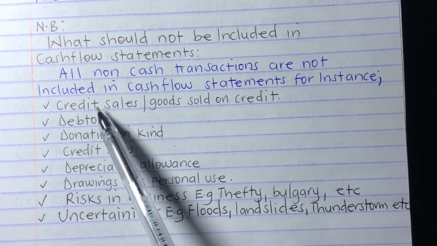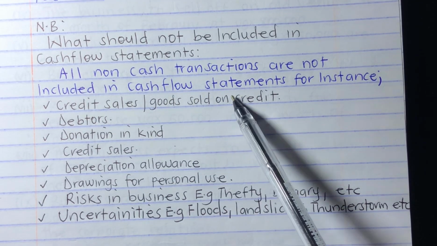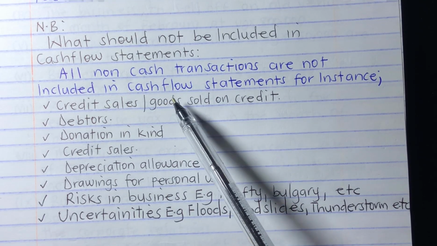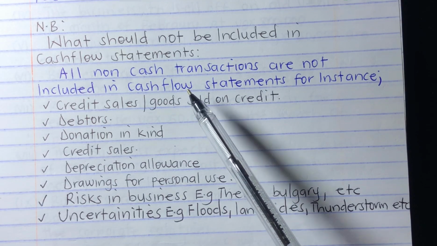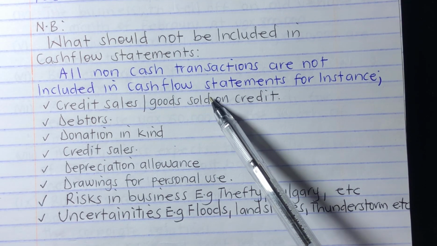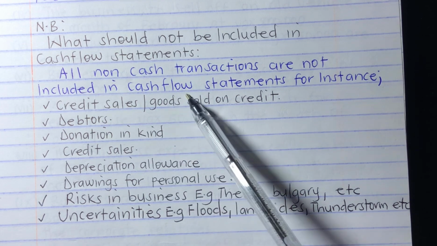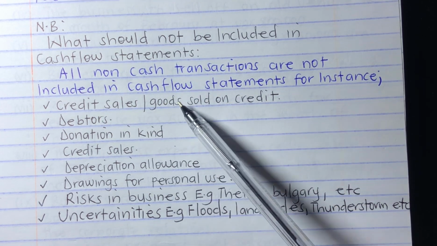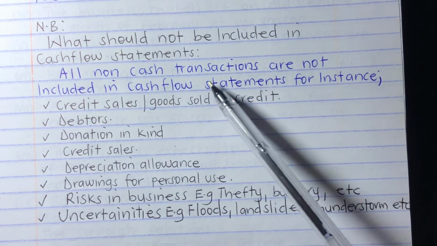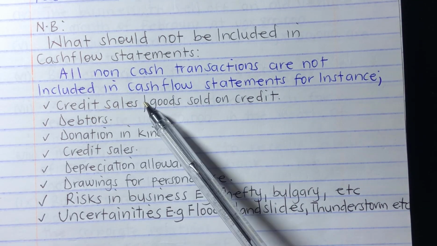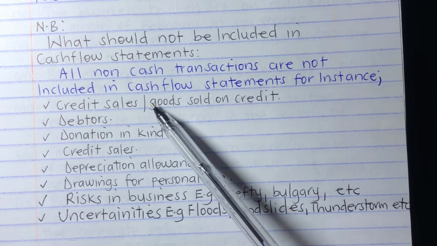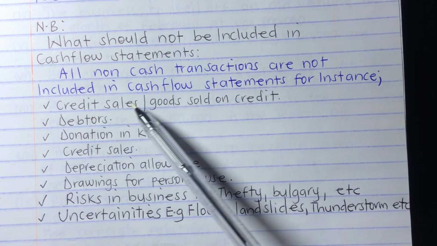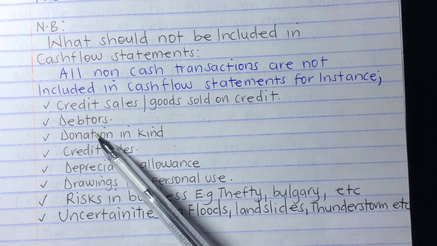So we have examples here. We have credit sales or goods sold on credit. If a business sells off goods on credit without involving cash, we don't include that in cash flow statements. Don't confuse it with receipts from debtors, meaning money paid by a person who took goods on credit, meaning he has paid cash. But if he just purchased the goods without paying the cash, we don't include that. It's called a credit sale. Then we have debtors.